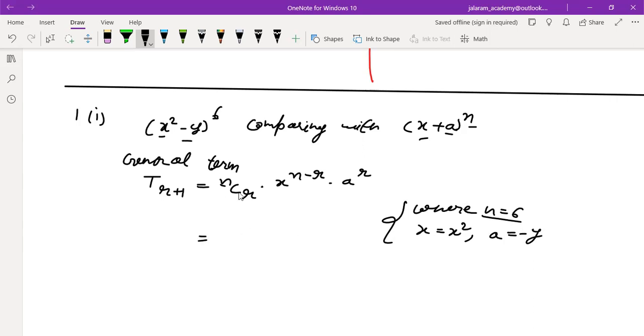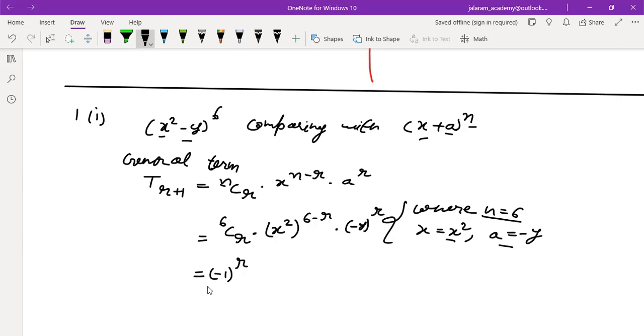So we will write nCr means 6Cr. In place of x, it is x square. So x square whole to the power 6 minus r into, in place of y, it is minus y to the power r. Now, whenever there is a term like minus y to the power r, first of all we write minus 1 to the power r. This will show the sign whether it is positive or negative.